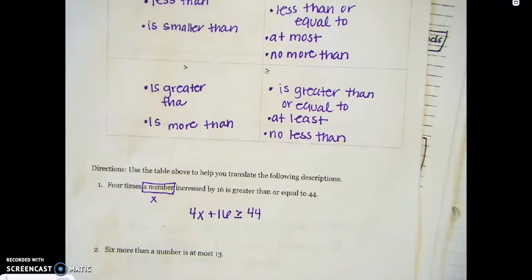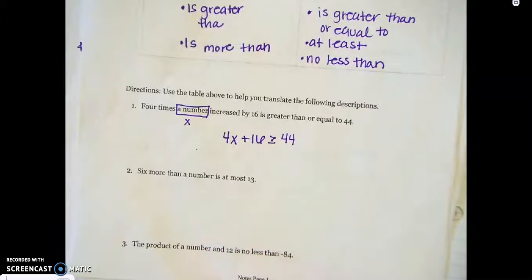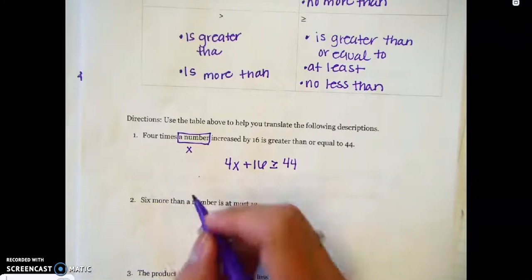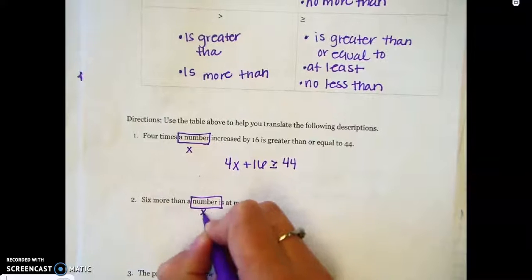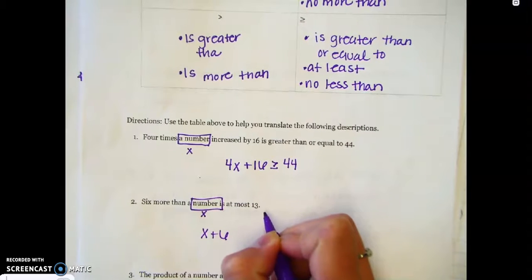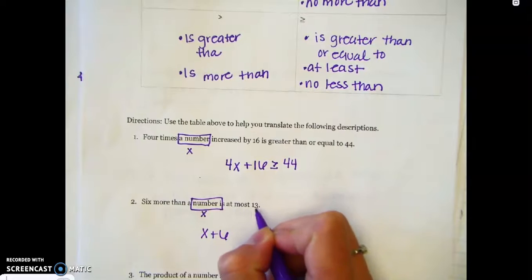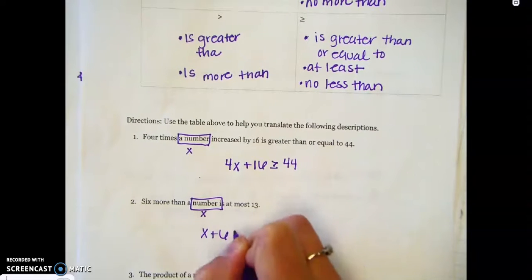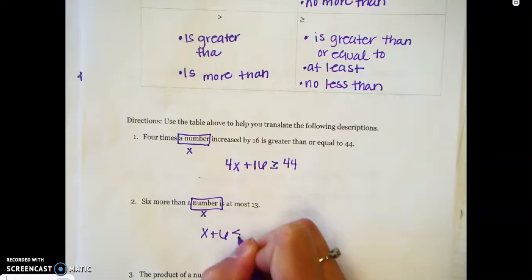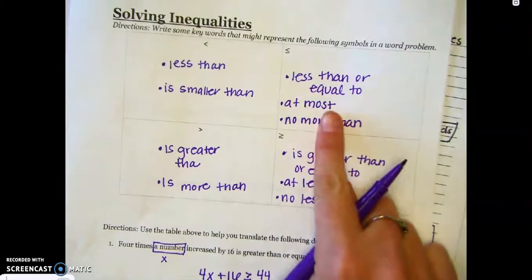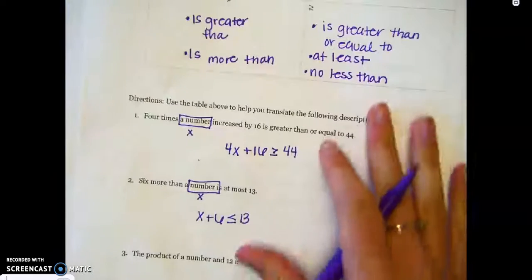Number 2 says 6 more than a number is at most 13. I don't know what the number is, so I'll use x. So x plus 6 is at most 13. That means I can't have anything greater than 13. I can have anything less than 13, but 13 is the greatest. So this side has to be less than or equal to 13. At most is a less than or equal to sign, as in the keywords up there.